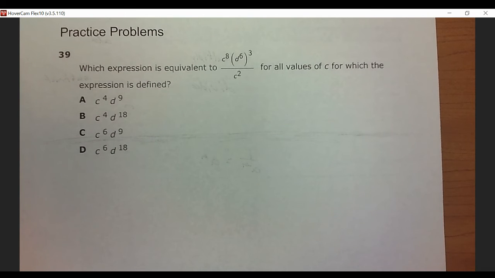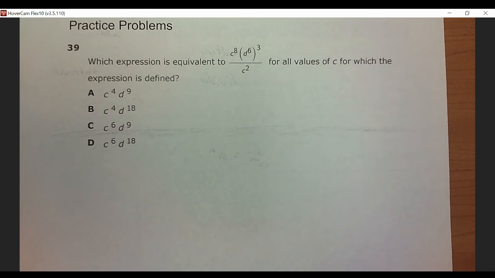So we look at practice problem 39. This is from last year's STAAR test. Which expression is equivalent to c to the power of 8 times d to the power of 6, to the power of 3, over c to the power of 2, for all values of c for which the expression is defined? Well, unfortunately, no big numbers here, but that's not going to bother us any.